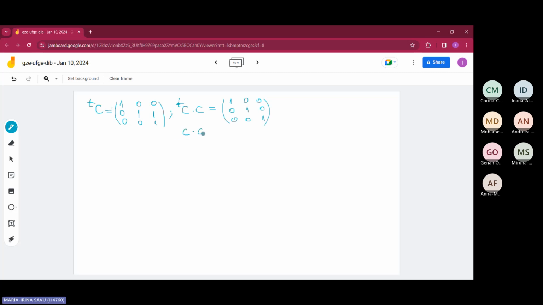And if you compute C transpose, you see that you get the unit matrix. So it means that C transposed is C at minus 1. So you don't need to compute C at minus 1 by finding the adjoint matrix and so on. You will see that C at minus 1 is exactly C transposed. So A prime is C transposed times A times C.